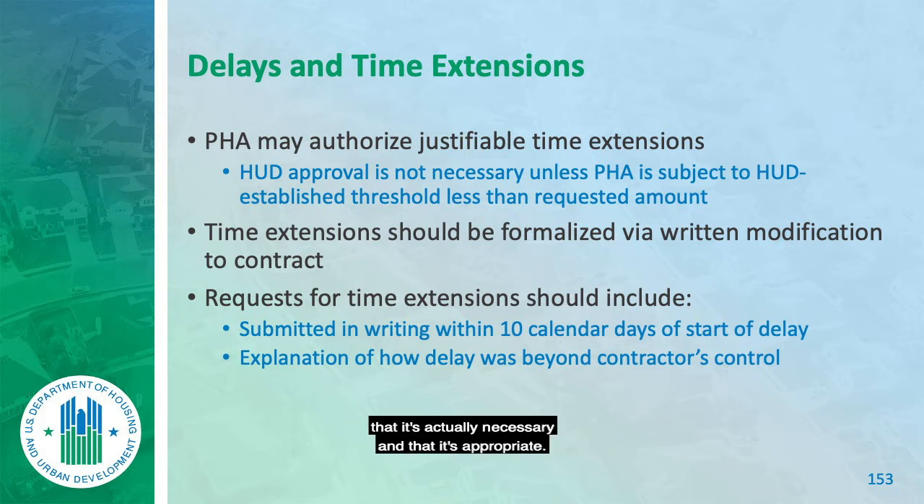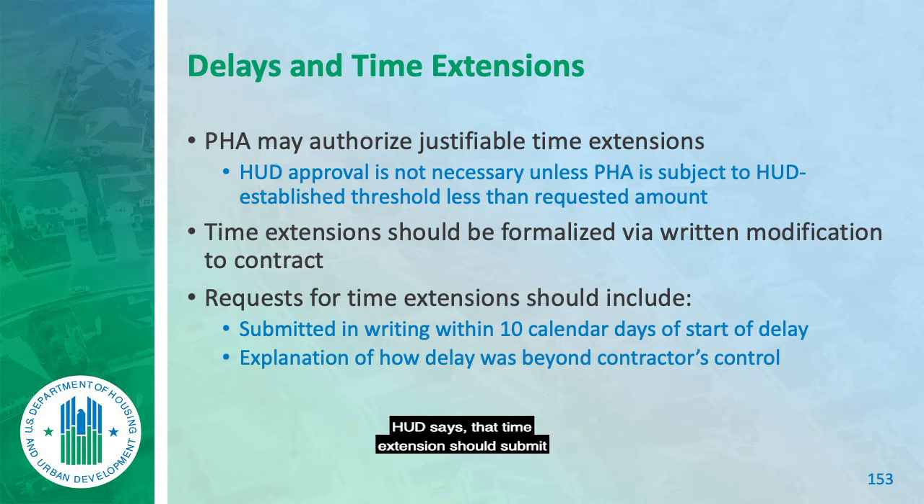If you have delays and time extensions, if you need them, you can authorize them, but make sure that it's actually necessary and that it's appropriate. Their slowing down in the middle of the job does not justify a time extension later, especially if they had other work that they had to go and address. All time extensions must be formalized in a written contract modification. Do this formally, always formally, and both of you sign it.